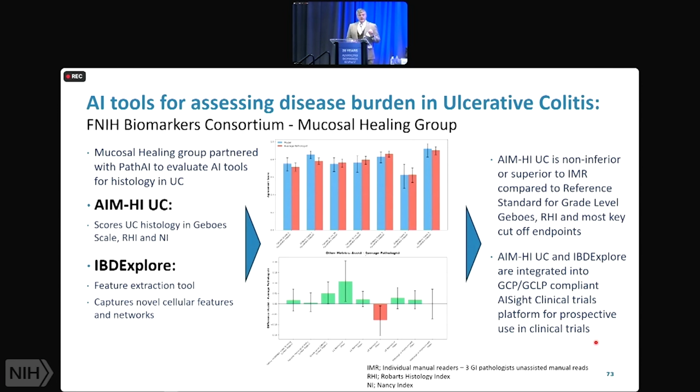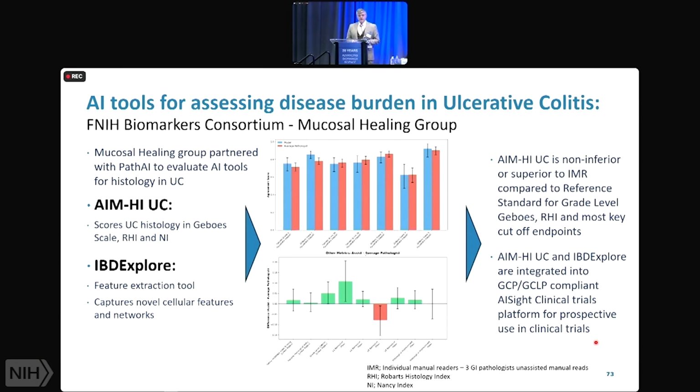The upshot of it is that when we looked at AIM High UC, and this was truly a group effort, the consortium partners all contributed data sets from their IBD clinical trials across multiple modalities, multiple MOAs. This allowed us to show that the AIM High UC tool was either non-inferior or in some cases superior to individual readers compared to a reference standard for grade-level Geboes, RHI, for most key endpoints that we typically look at that are histology anchored in IBD clinical trials. And so that was really good. We thought that was great.